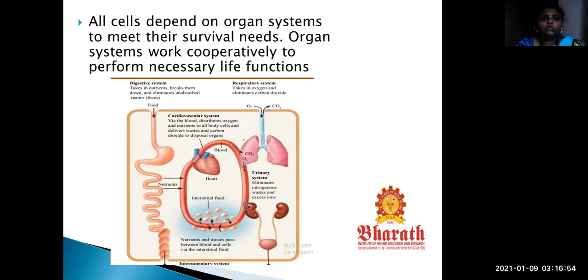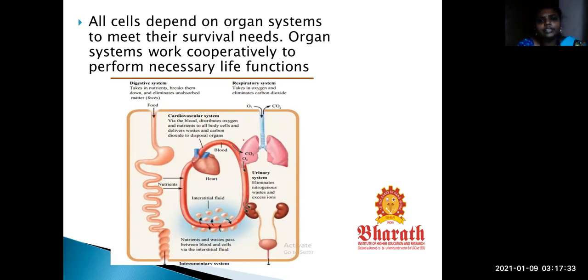If you look at this diagram, you can easily get an idea about the digestive system, respiratory system, cardiovascular system, and urinary system. Each has to work in a different way, but with cooperation, everything should work properly. So what is the main function of the digestive system? It takes in the nutrients, breaks them down, and eliminates the unabsorbed matter through feces, right? So this is the main thing of the digestive tract.